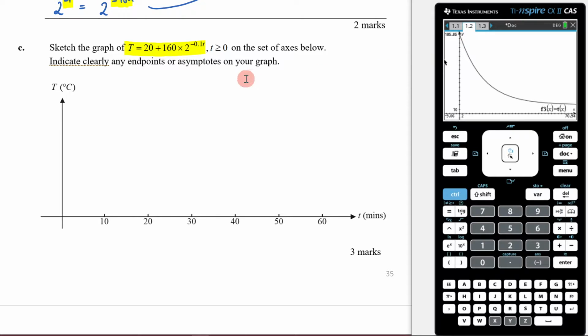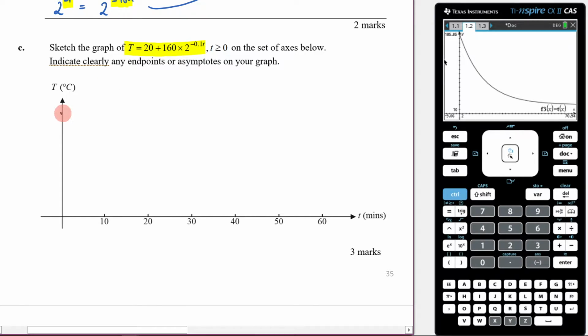What points do we have to include? We have to include endpoints or asymptotes of your graph. So what are we going to include here? Well, when t is equal to 0, we know that we're going to end up with 180. So let me come over here and say, all right, we've got 180 there, and let me write it as a coordinate, 0, 180.